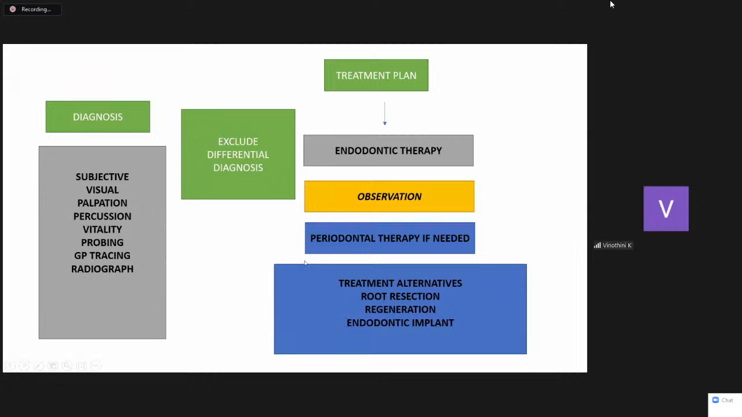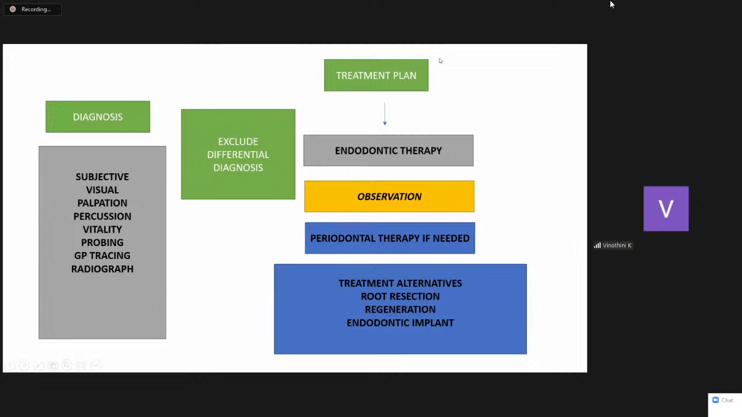To say as a whole, first we have to diagnose these things based on the subjective history and visual examination, like if you have caries or calculus, then palpation, percussion, and vitality. Your endo is going to be non-vital or have an exaggerated response, and your perio is going to be vital. Then probing: narrow probing for endo, wide probing in case of perio, GP tracing, and radiograph. After all this, you have to exclude differential diagnoses. You have to know about lateral periodontal cyst, vertical root fracture, and cemental tears. You should not confuse these with your endo-perio lesions.